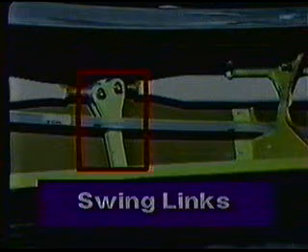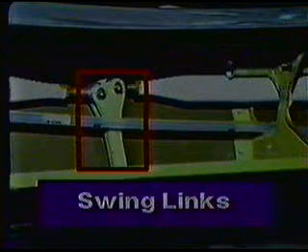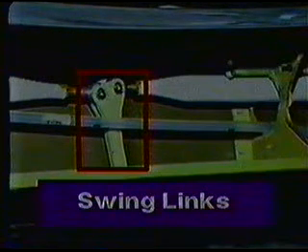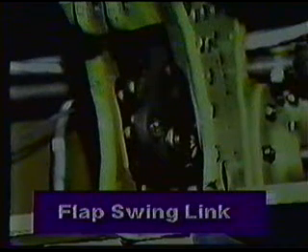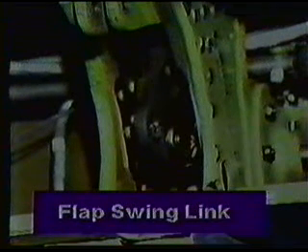The units that connect the aileron push-pull tubes to each other are called swing links. The units that connect the flap to the aircraft structure are called the flap swing links. The larger of these units that connects the flap actuator to the flap is also a swing link, but is sometimes referred to as the flap porkchop because of its shape.